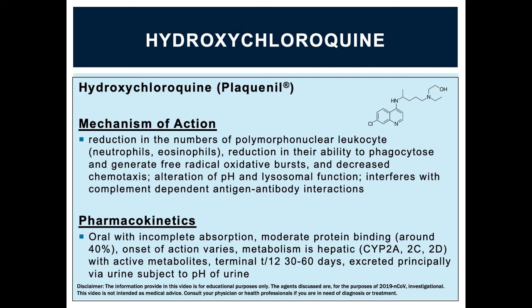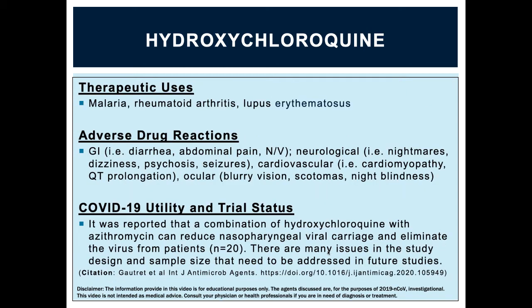The metabolism of hydroxychloroquine is mainly hepatic, mediated by cytochrome P450-2A, 2C, and 2D, yielding active metabolites. The terminal half-life for hydroxychloroquine is anywhere between 30 to 60 days, and it's excreted principally via the urine in a manner that's subject to pH of the urine, and it can be enhanced by urinary acidification. The principal therapeutic use for hydroxychloroquine is for malaria. It's also employed in rheumatoid arthritis and lupus erythematosus. And there are a number of other immunologically related off-label therapeutic uses, including Sjogren's syndrome and sarcoidosis.